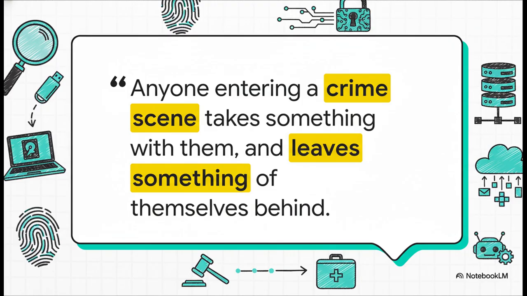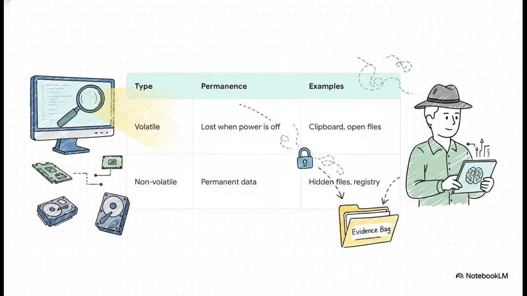Think about it. Opening a file, visiting a website, sending an email. Every single one of those actions leaves behind a tiny digital fingerprint. It's a trace, and that's exactly what these investigators are trained to hunt down. But here's the catch. Not all digital fingerprints are created equal. Investigators have to know the difference between what's called volatile data and non-volatile data.